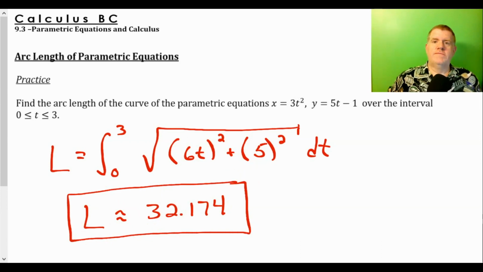That's arc length, and that is all you need to know for parametric equations and their relations to derivatives and integrals. And there's more. There's more calculus. You can find the area under the curve, and you can rotate them and get volume, but those are not things that are important for right now. It's just the first, second derivative and finding a length.